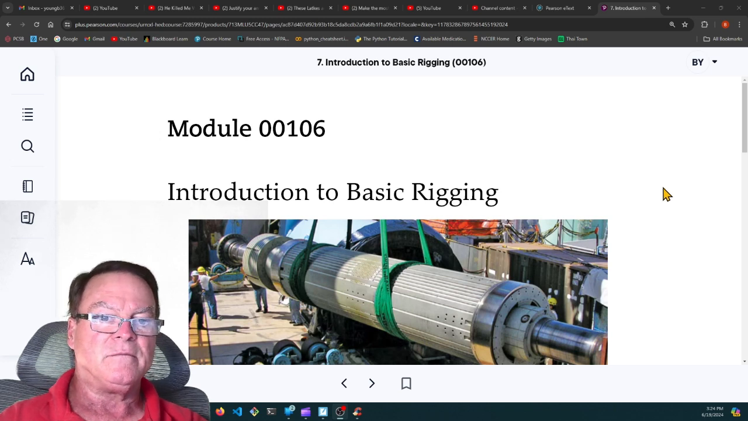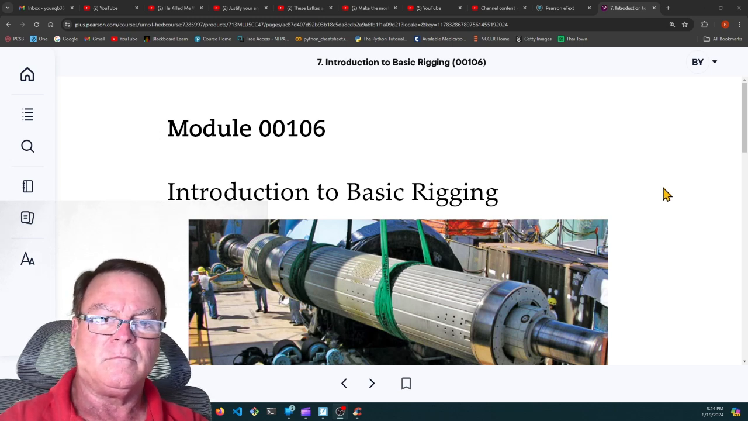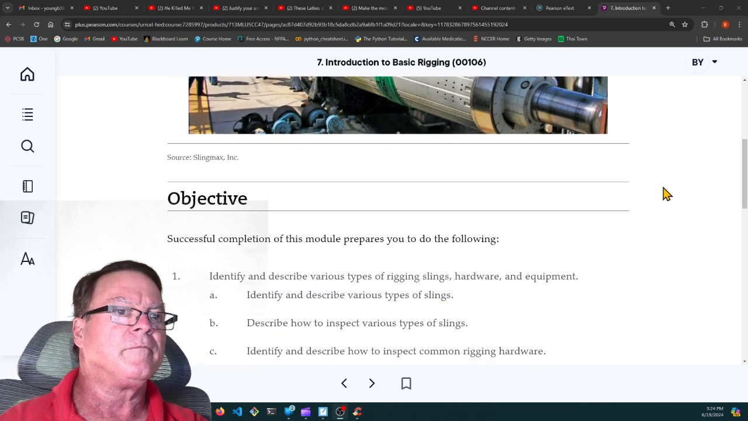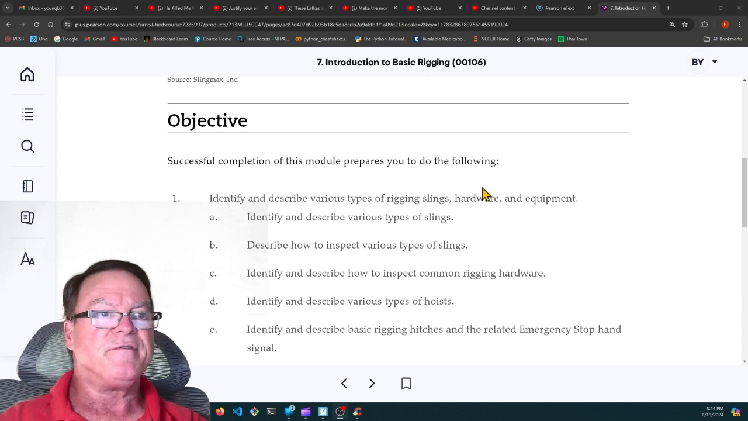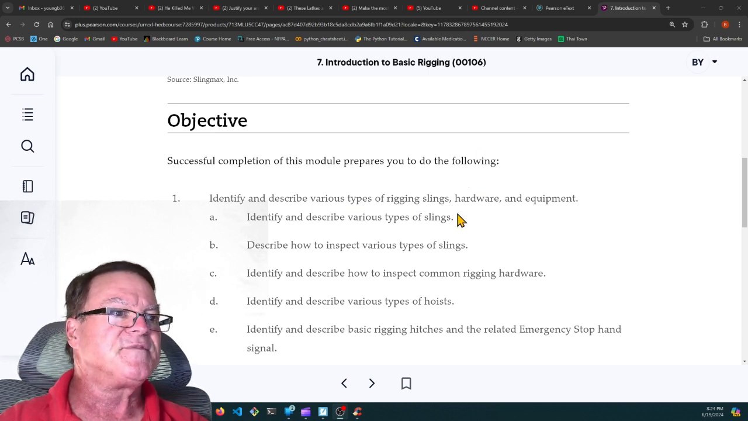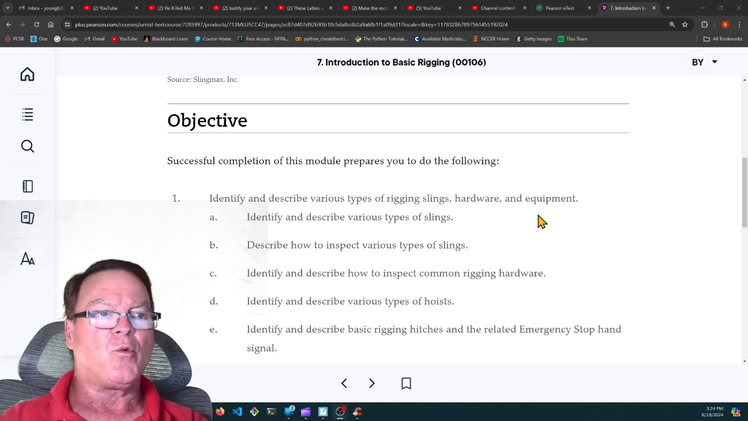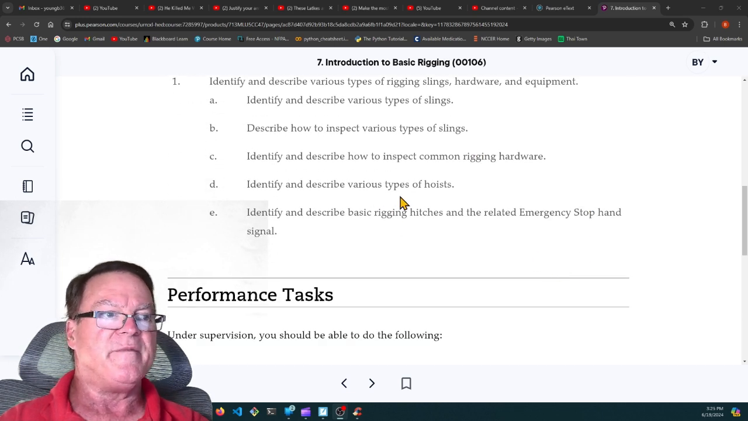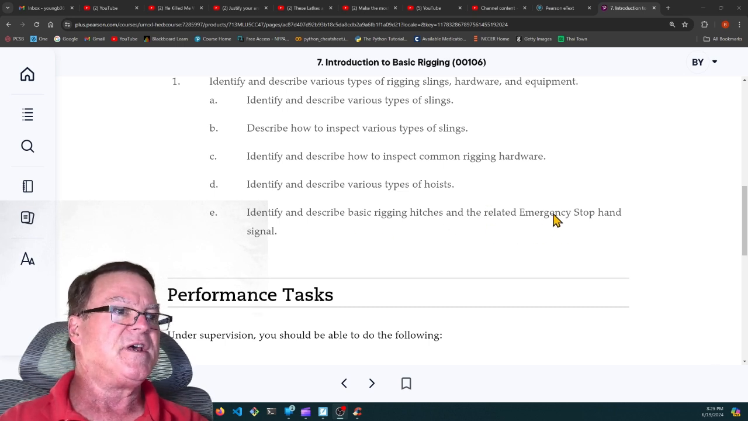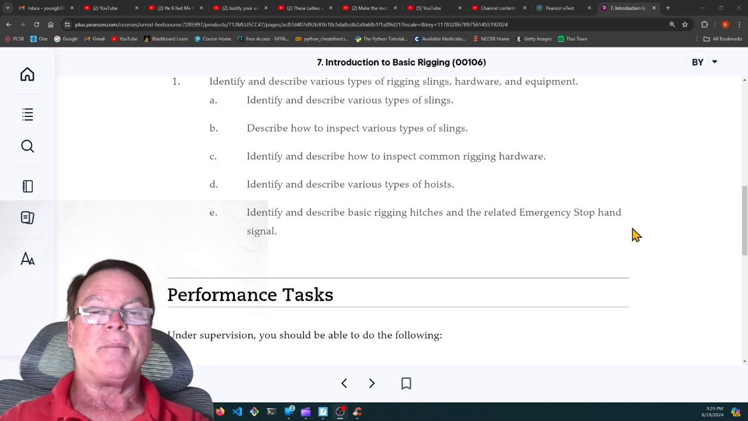Introduction to Basic Rigging. Successful completion of this module prepares you to do the following: identify and describe various types of rigging slings, hardware, and equipment; identify and describe various types of slings; inspect various types of slings; describe how to inspect common rigging hardware; identify and describe various types of hoists; and identify and describe basic rigging hitches and the related emergency stop hand signals.